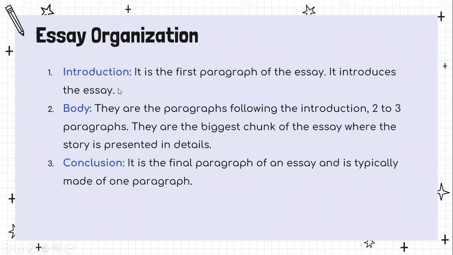As you can see here, the introduction is the first paragraph of the essay. It introduces to the reader what he or she is going to read about. Then the body, number 2. The body of the essay is the bulk of the essay. So the body can be about 2 paragraphs in which I write all the details, all the events that happened in this story. Then the conclusion, I tell the reader, for example, how did my story end and what I learned from this story. So the conclusion is the final paragraph of an essay, and it's typically made of 1 paragraph only.